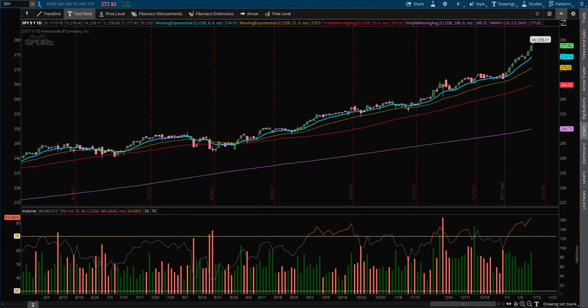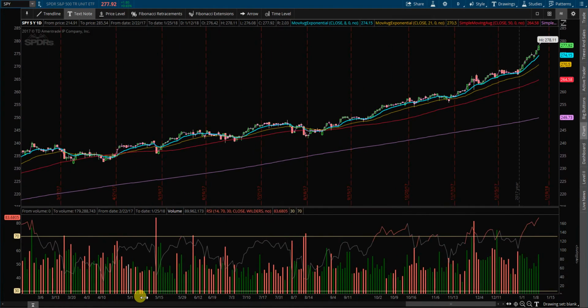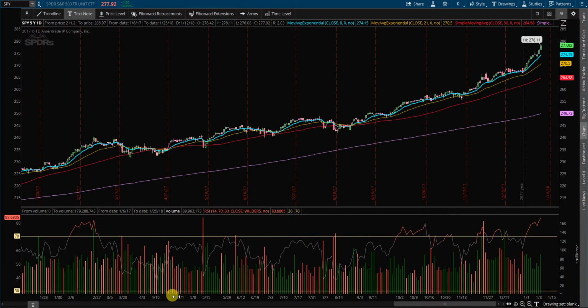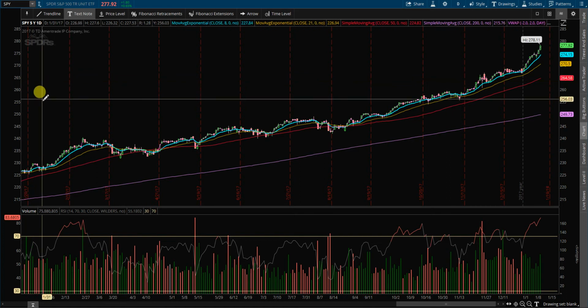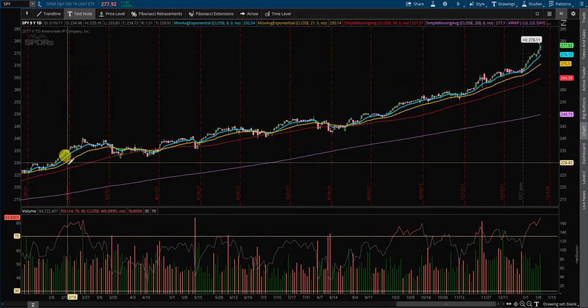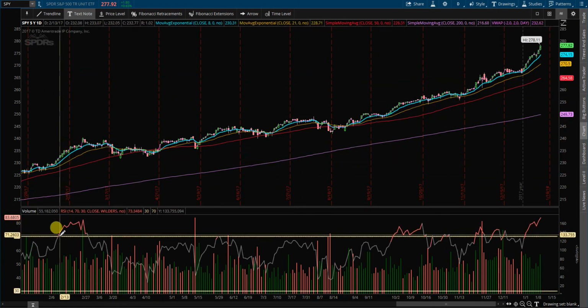Good evening. Welcome to my brief tutorial on how to trade the RSI. Let me zoom out a little bit. I want to go back to the beginning of 2017. Okay, here we go. As you can see, there have been several instances where RSI has been considered overbought.